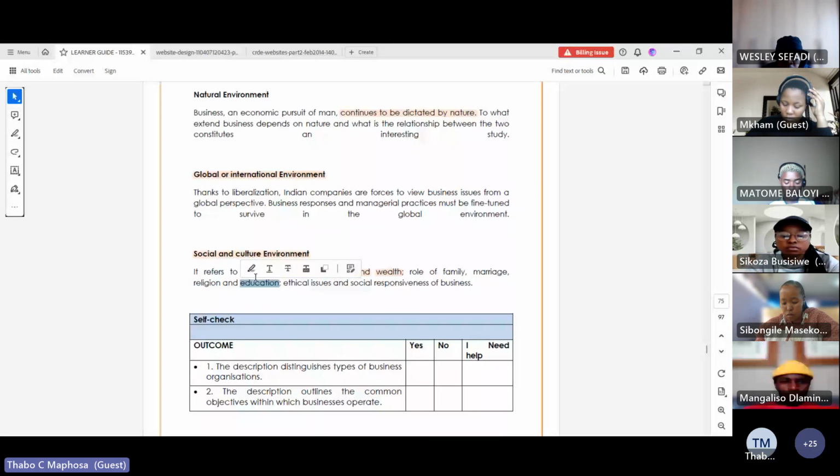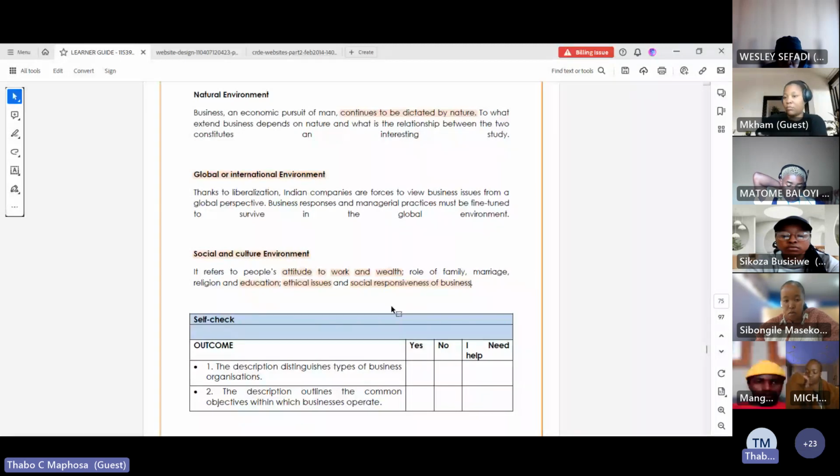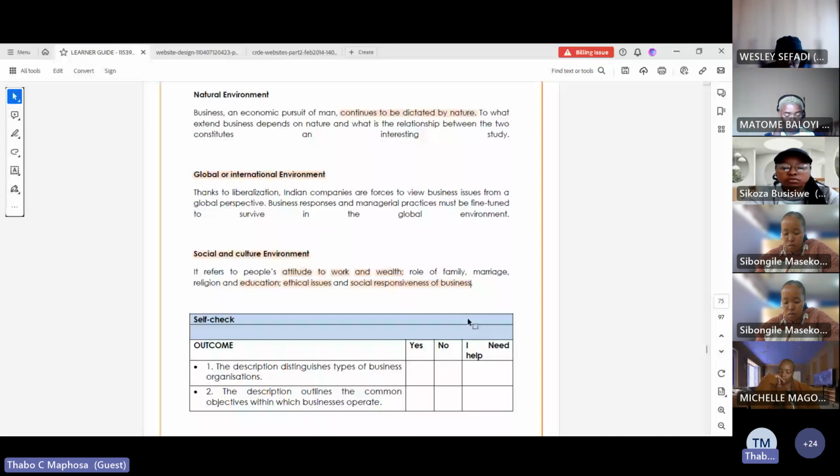Ethical issues. There are certain things that people do and certain things that people cannot do, not because they cannot do them, but because of the ethics behind them. They will tell you, I know my heart doesn't allow me to do so. And also the social responsiveness of the business. Like, is a business a very active part of the community or not? All of these things play a very, very crucial role.